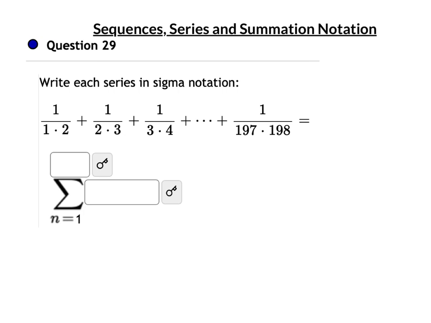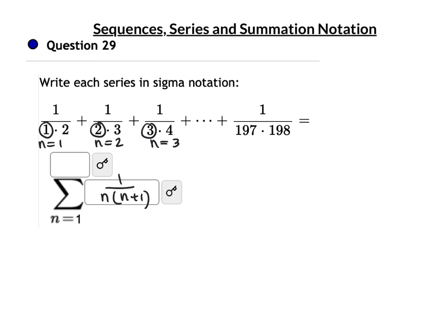With question 29, look at the pattern in this series. When I plug in 1, when n is 1, I get 1 over 1 times 2. Notice how 2 is bigger than 1 by 1. When I plug in 2, I can see, yeah, that's 2. It's 1 over 2 times 3. Again, 3 is 1 bigger than 2. And then when I plug in 3, I get 3 times 4, and 4 is 1 bigger than 3. Looks to me like this is 1 over n times n plus 1.